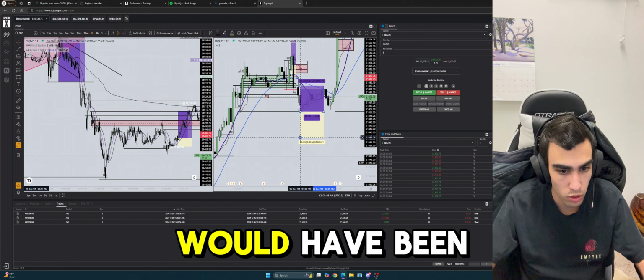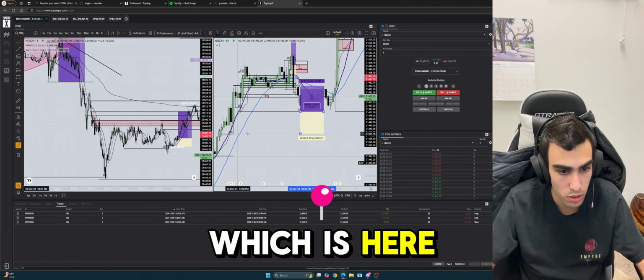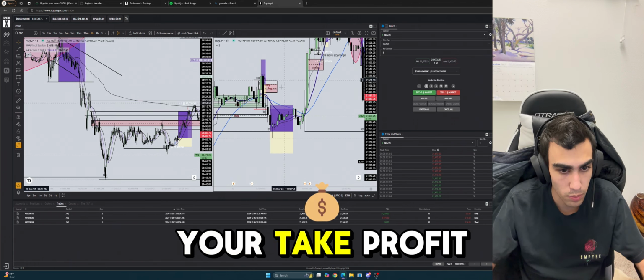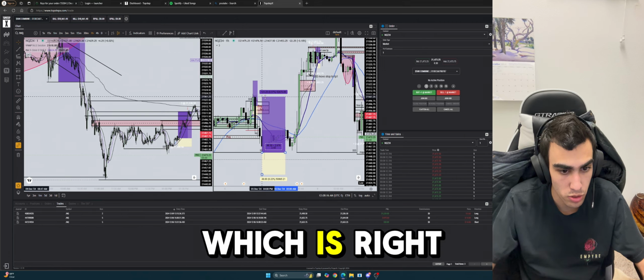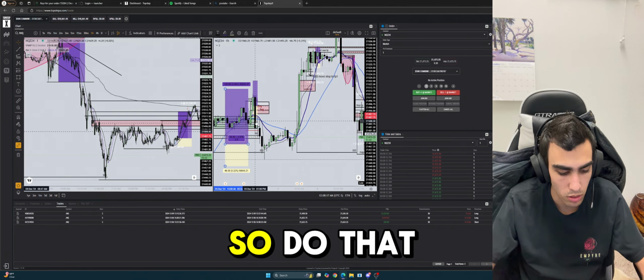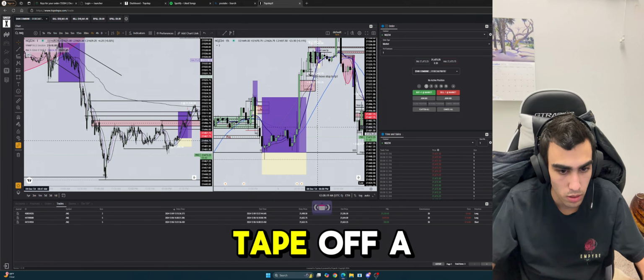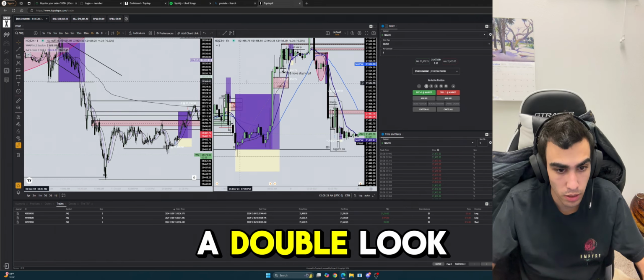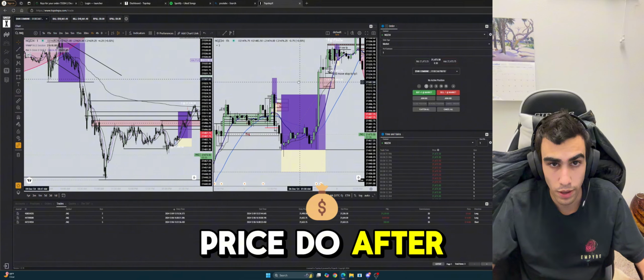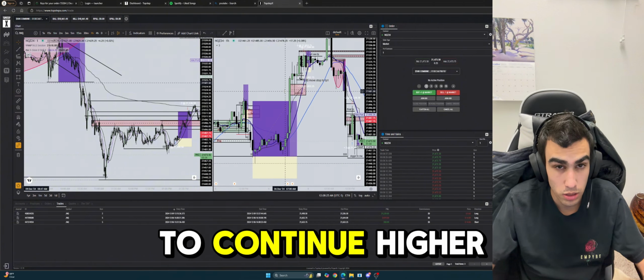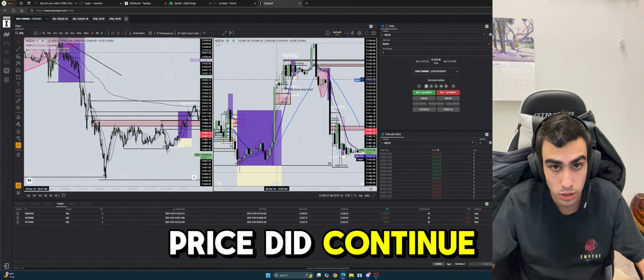Your stop loss would have been at the previous low, which is here on the 1 hour. Your take profit would then be at previous highs, which is right here, and that is a double wick. So take profit would have gotten seen, right? But what does price do after we sweep that? Does price want to continue higher? Price did continue higher, okay?